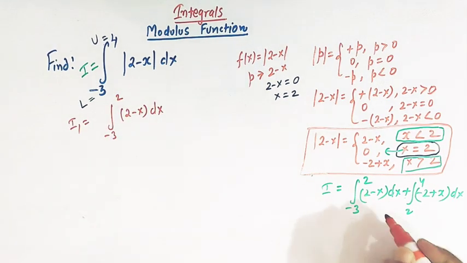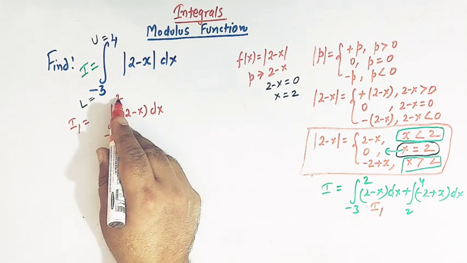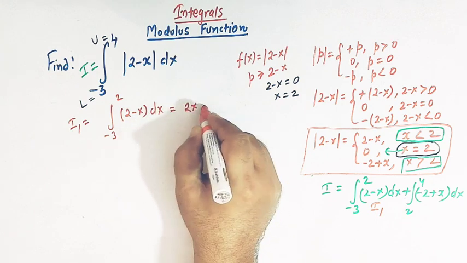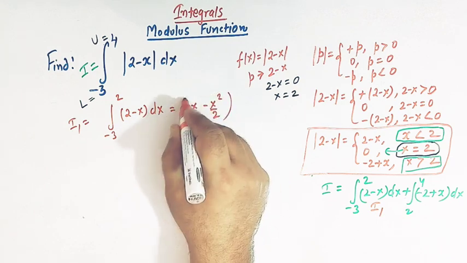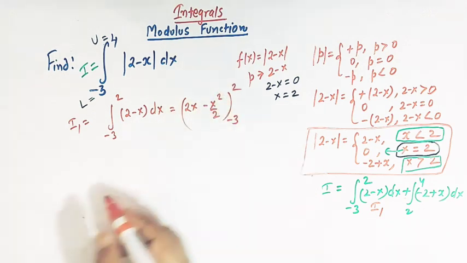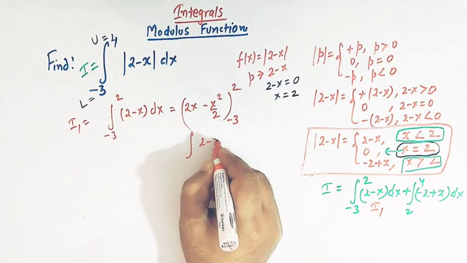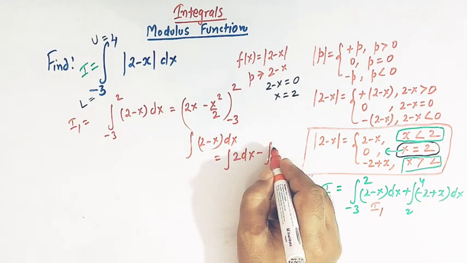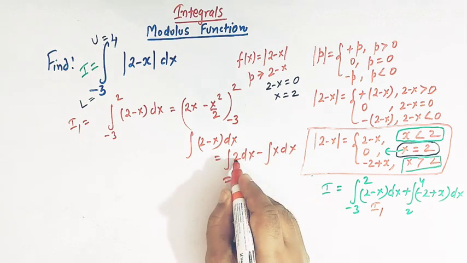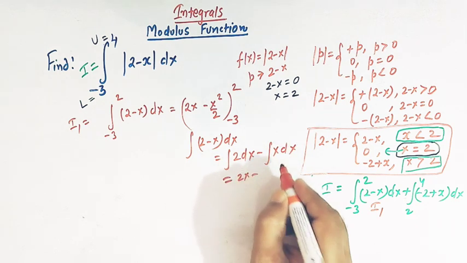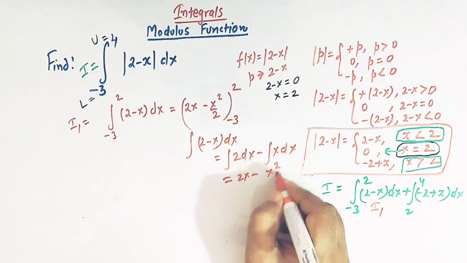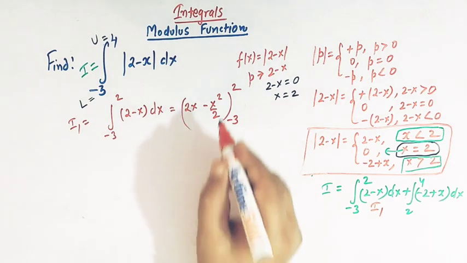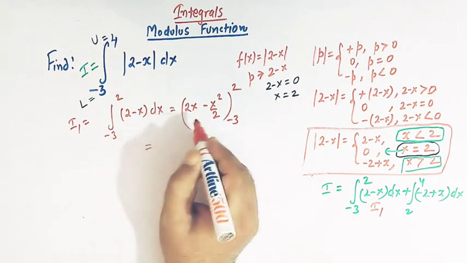So now I1 is this integral, minus 3 to 2, 2 minus x, and this is 2x minus x square over 2, and the limits are from minus 3 to 2, right? Because here we have 2 minus x dx, and this is 2 dx minus x dx. So the integral of 2 dx is simply 2x, and the integral of x dx is x square over 2.